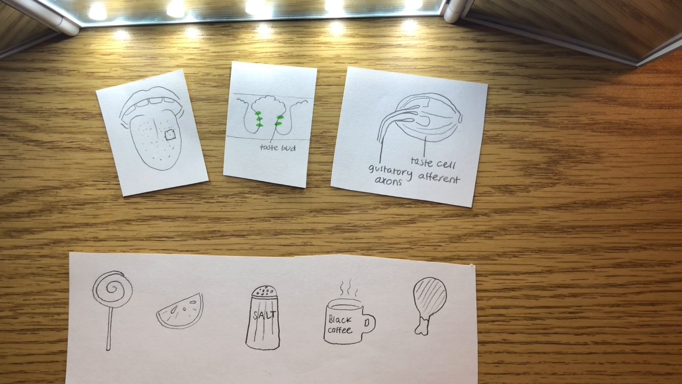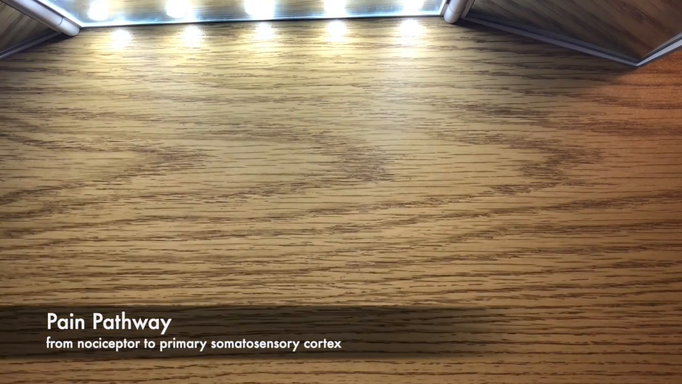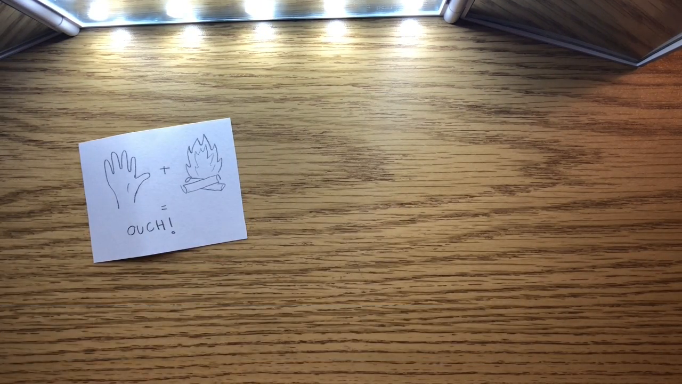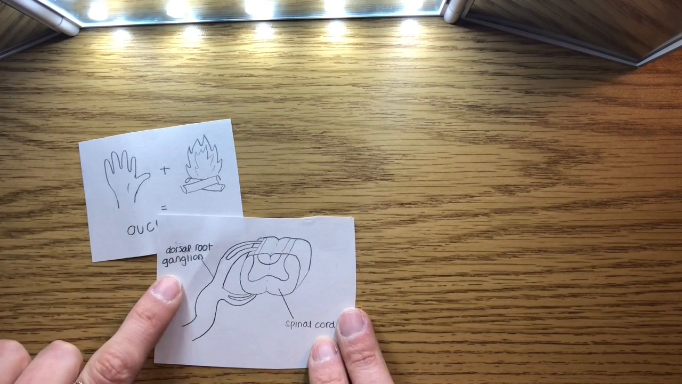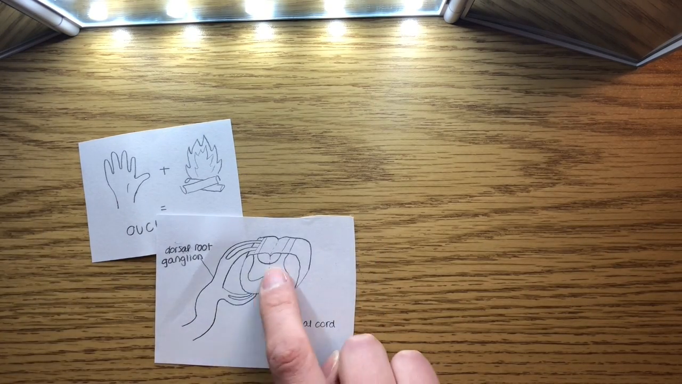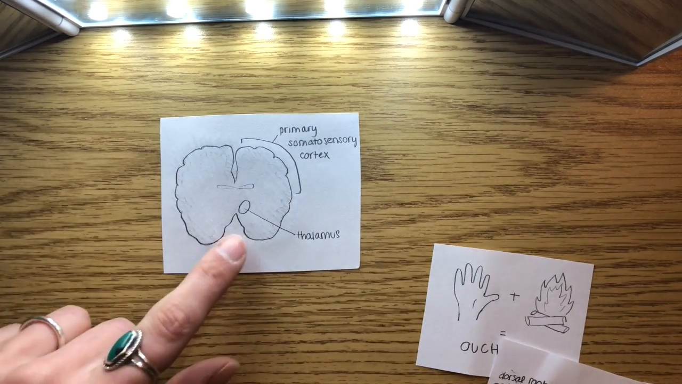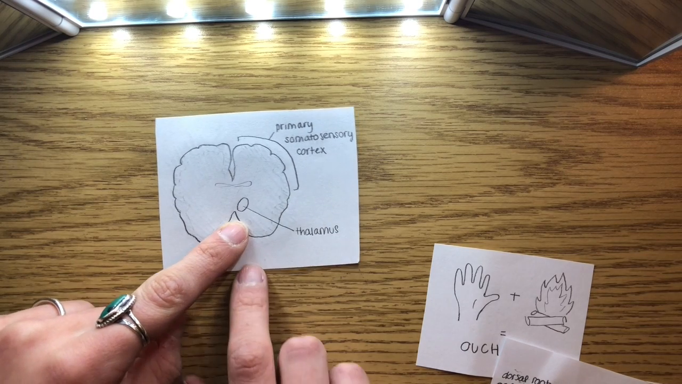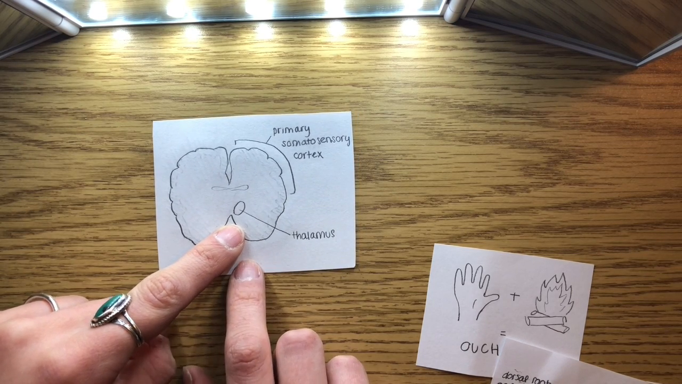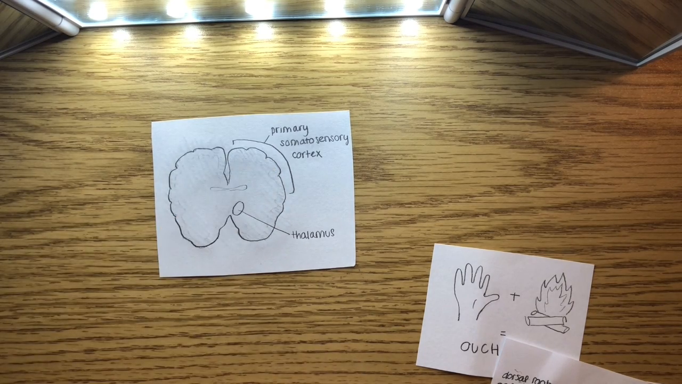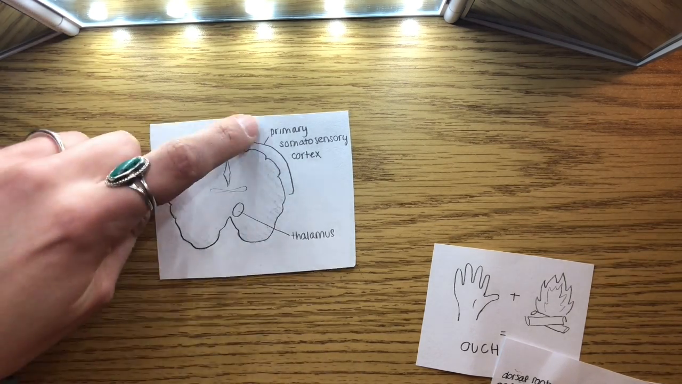For the pain pathway, first, the nociceptor in the skin ascends to the spinal cord via the dorsal root ganglion. Then, a synapse occurs at the spinal cord where decussation, or crossing over, of the signal occurs. From there, the second order neuron ascends to the thalamus via the spinothalamic tract. At the thalamus, a synapse occurs, and the third order neuron now ascends to the primary somatosensory cortex.